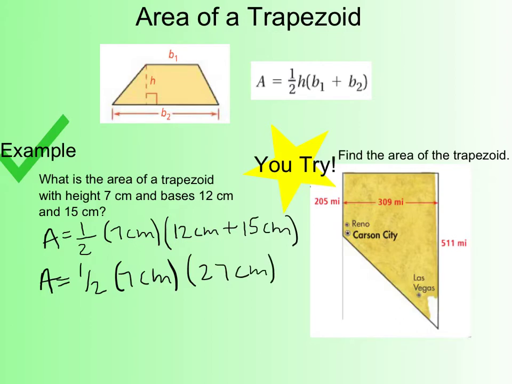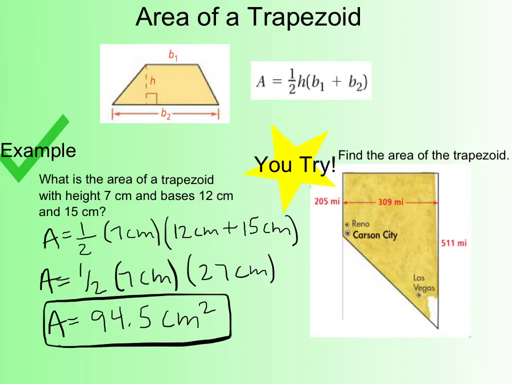So I use my calculator here. I'm doing 27 times 7 times 0.5, and I get the area equals 94.5. And remember, your units are always going to be squared. So that is your answer. And then I have a problem for you to try. It's very similar. This is a trapezoid. You just have to identify what your height is and what your two bases are.